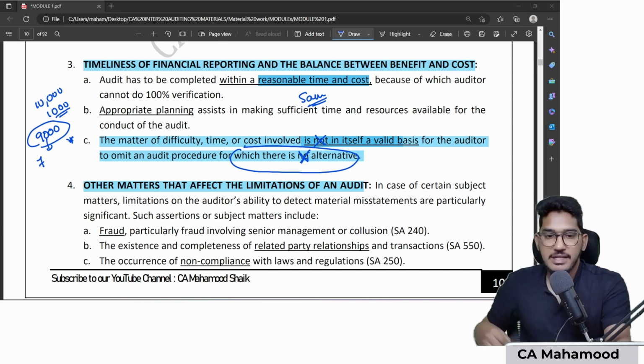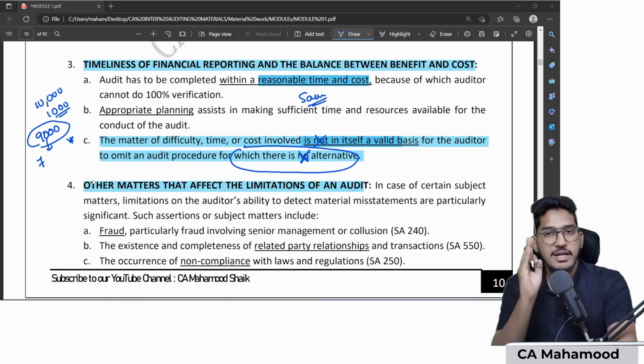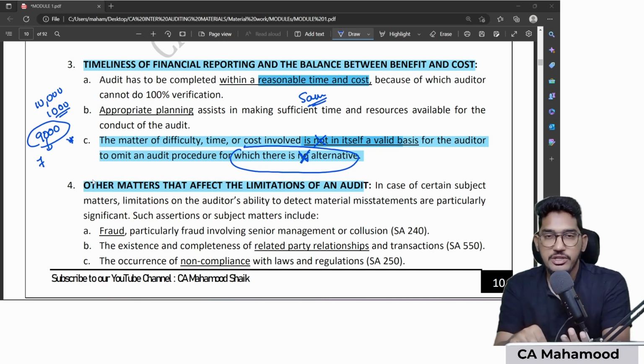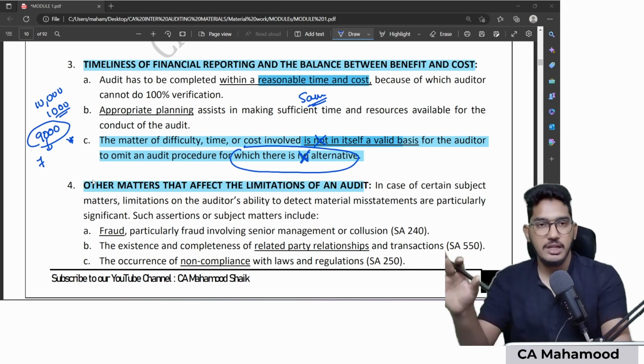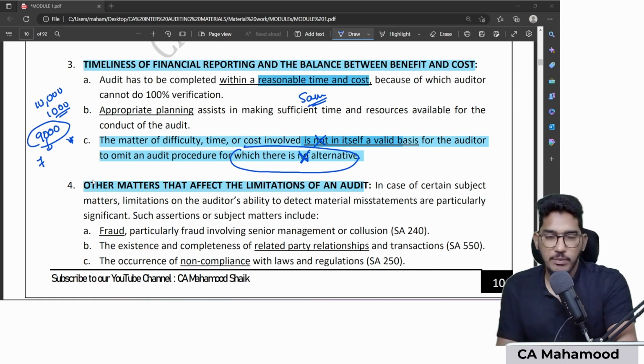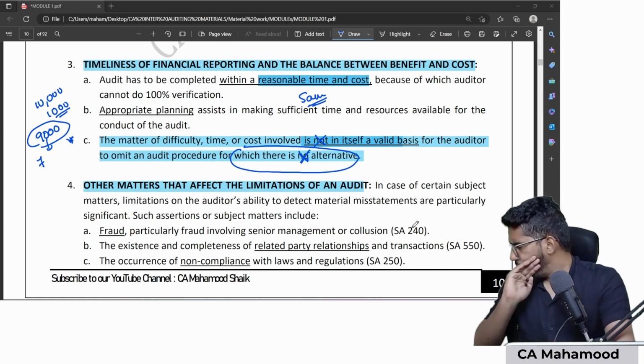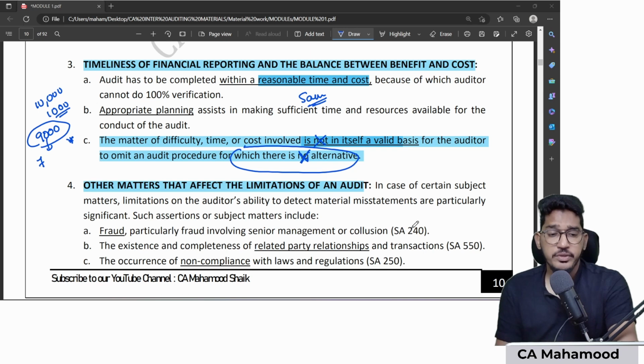Now let us come to the last category of inherent limitations, which is other limitations. First they have given three broad categories: nature of financial reporting, nature of audit procedures, time and cost constraint. Now there are some other limitations also which don't fall under the above three categories. And in these other limitations, the severity of the limitations is much higher.